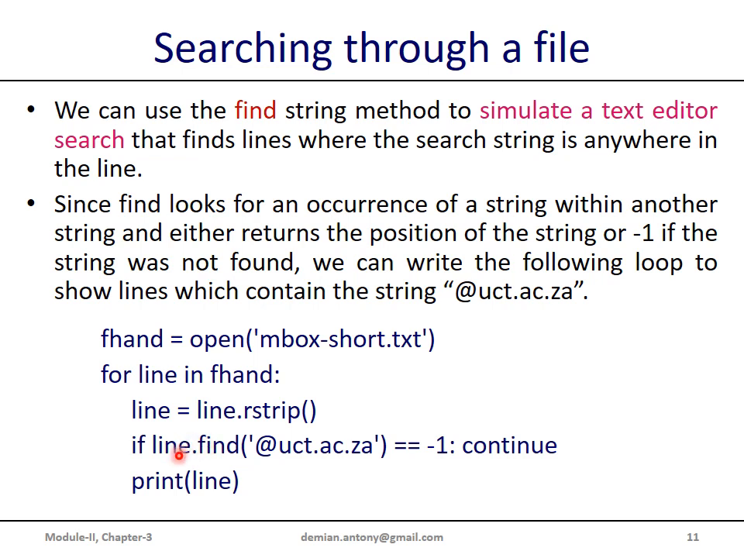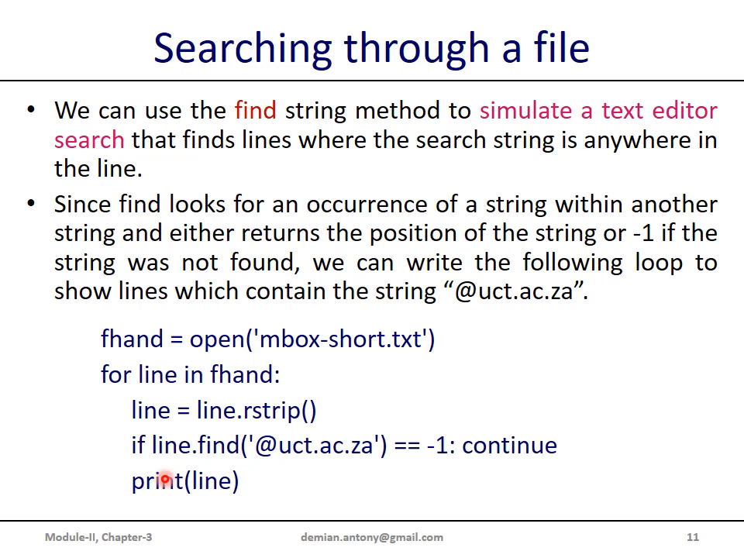That means if this statement, line.find of the parameter string, returns -1, it means that the line doesn't have this domain name. Don't do anything, continue. If it is other than -1, like 0 or any other number, that means the string specified in the find is present somewhere in the string line, and you can print the line or you can process such lines.